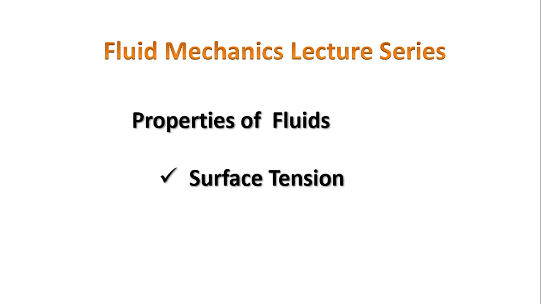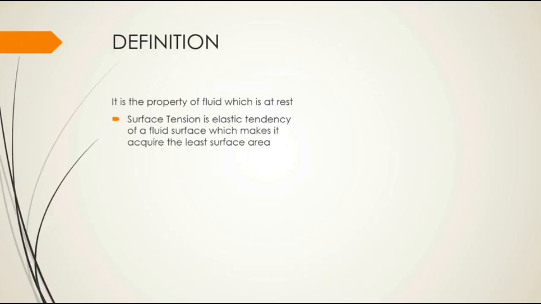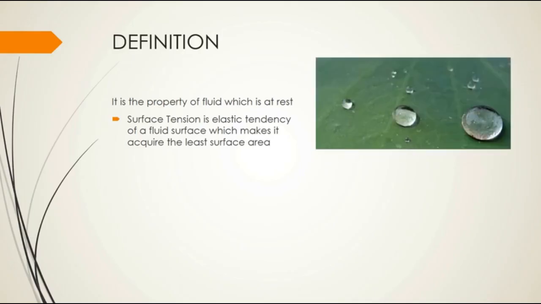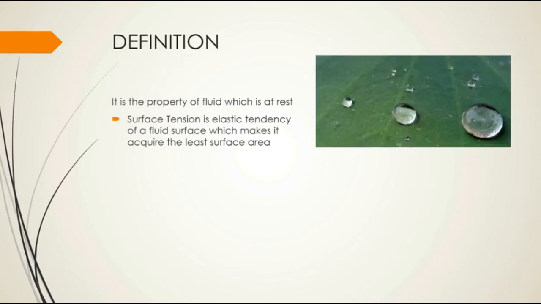In this video, I am going to discuss one of the fluid properties, surface tension. Let us start with a definition. Surface tension is a property of a fluid which is at rest. Surface tension is an elastic tendency of a fluid surface which makes it acquire the least surface area.